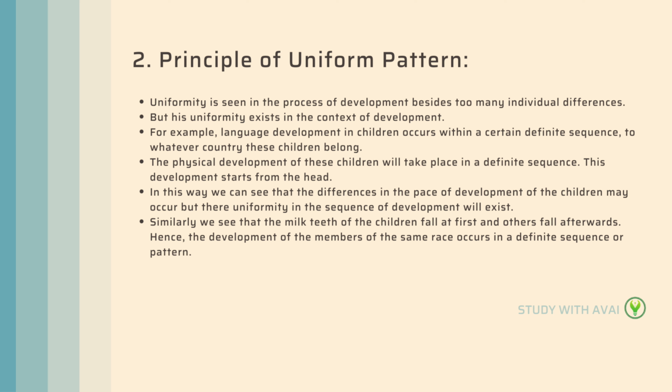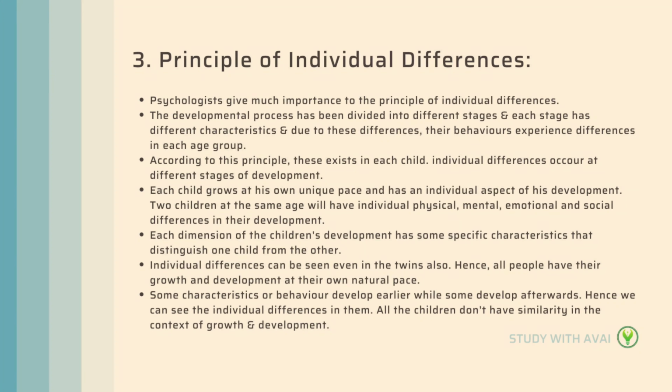In this way, we can see that the differences in the pace of development of the children may occur, but their uniformity in the sequence of development will exist. Similarly, we see that the milk teeth of the children fall at first and others fall afterwards. Hence, the development of the members of the same race occurs in a definite sequence or pattern. 3. Principle of individual differences.